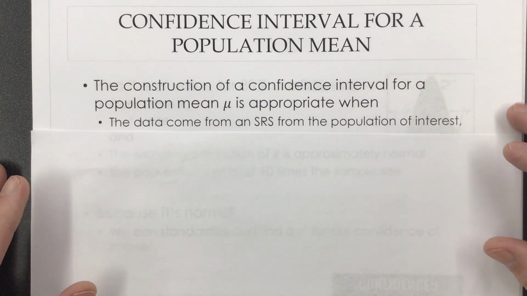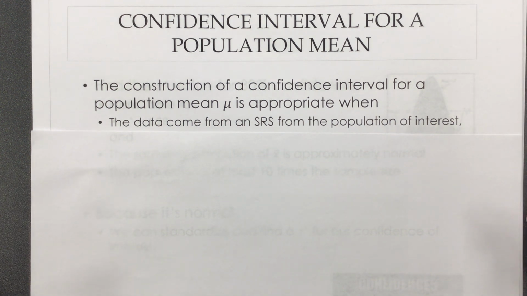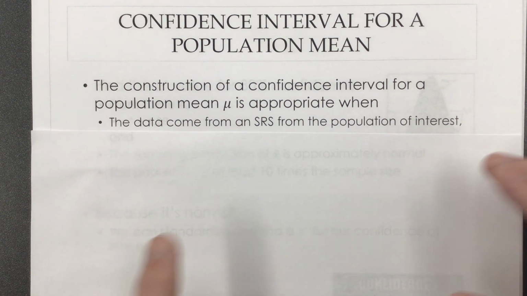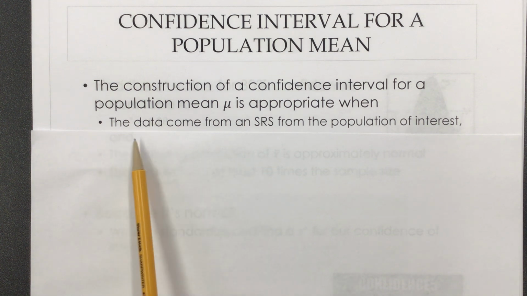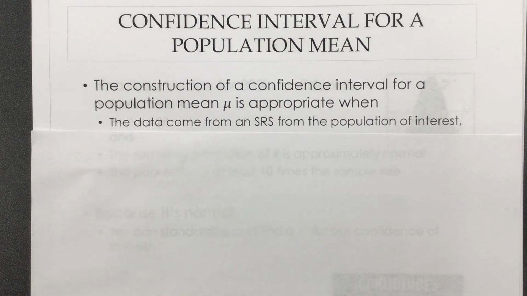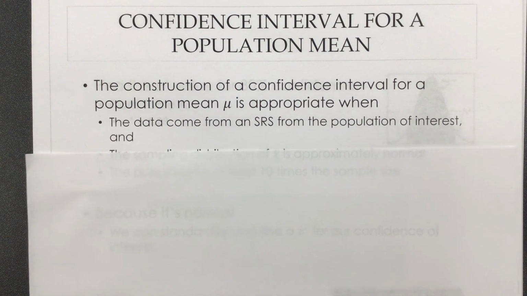All right, so when can you safely construct a confidence interval? Okay, if I'm looking at the distribution of means, my sampling distribution of sample means, the data needs to be collected in an unbiased way. So in other words, we need an SRS.